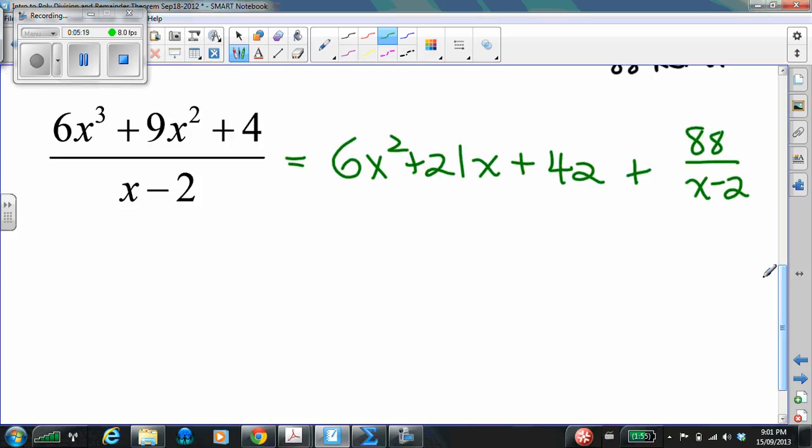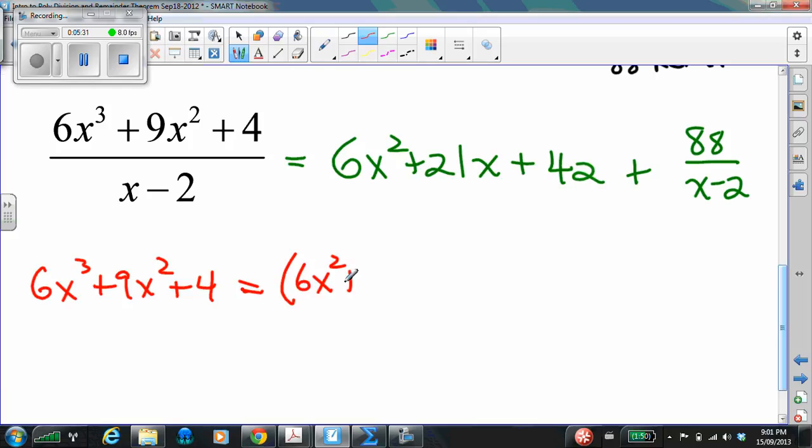Or another way to write this is 6x cubed plus 9x squared plus 4 equals 6x squared plus 21x plus 42 times x minus 2, plus 88. And you can expand this out just to make sure that that's all true. And I urge you to do that, to check that long division for polynomials does work.